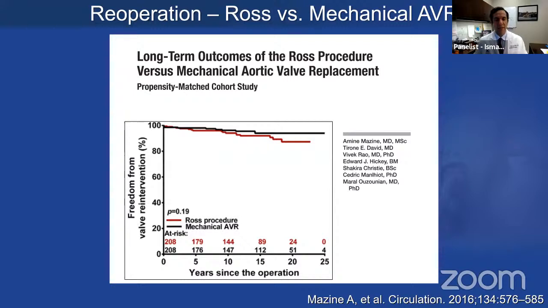By taking care of a lot of these technical principles, we can actually expect very good durability from the pulmonary autograft. This is a propensity matched analysis from the Toronto group, published by Amin again, where they looked at freedom from autograft valve intervention between the Ross and mechanical AVR. And you can see that at 20 years, there was no significant difference between the two groups. So it can really be kept very low, the rate of reoperation, if the operation is done carefully.